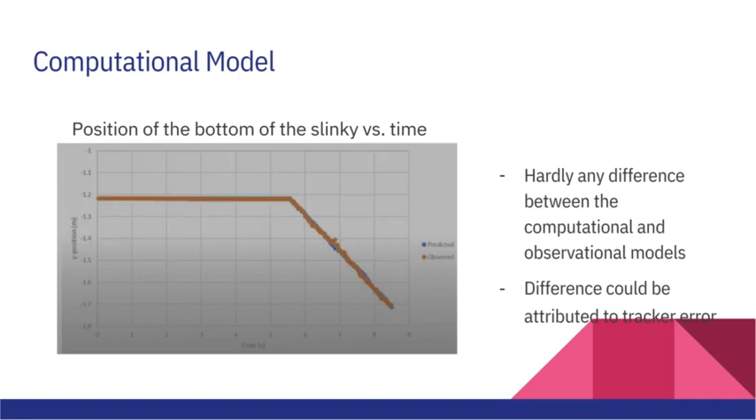Basically, this graph is a visual representation of the data that the GlowScript code provided. So it is the position of the bottom of the slinky versus time. The orange is the observed, and the blue is the predicted. As you can see, there's hardly a difference between the computational and observed models, which we believe could be attributed to Tracker error.